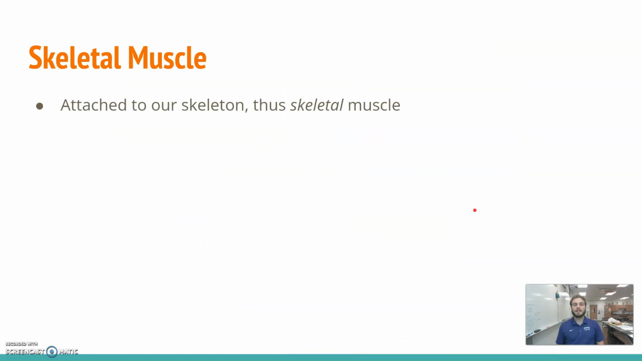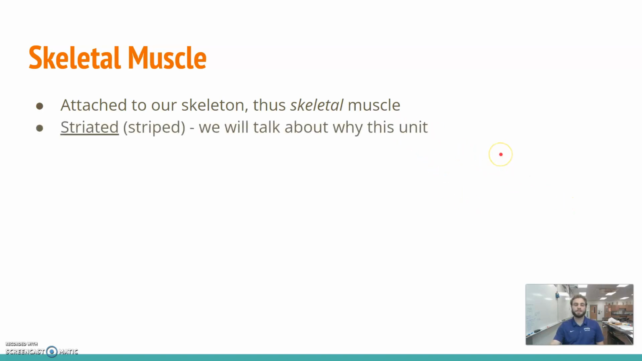Taking a look at skeletal muscle, this is going to be the muscle you generally think of when you think about muscle tissue, and that is what's attached to your skeleton. Skeletal muscle tissue is striated, meaning that it has stripes. We'll learn exactly why it has those stripes, but when you looked at it under a microscope, you should have seen stripes.